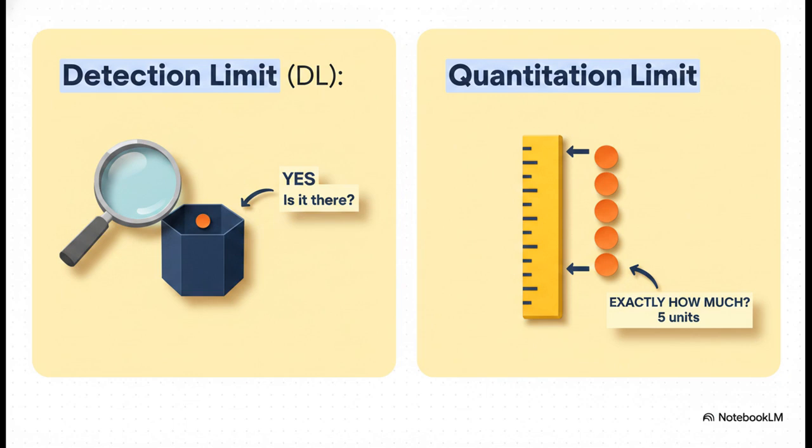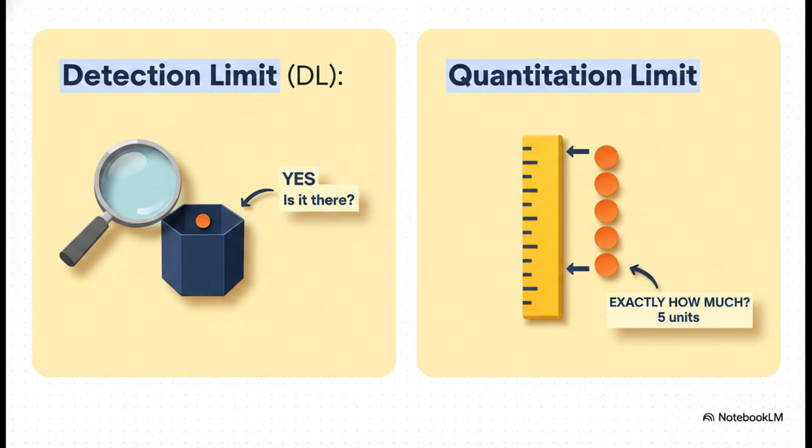Think of it like this. The detection limit simply tells you, yep, the impurity is in the room. But the quantitation limit is much stricter. It tells you exactly how much of it is in the room. For basic limit tests, the DL is totally enough. But for quantitative testing, you absolutely must validate the QL.